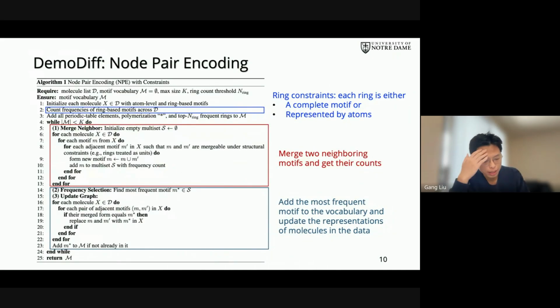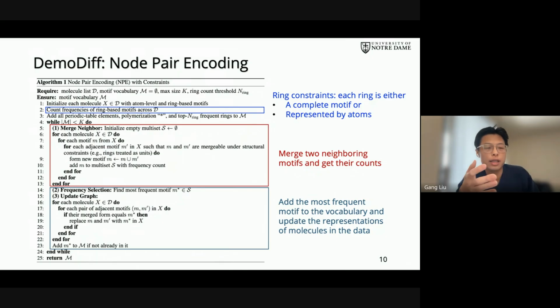This page tells us how we get the motif vocabulary. This algorithm is called Node Pair Encoding. It's pretty similar to Byte Pair Encoding, but we adapt it to molecular graphs. The input here is a list of molecules D, and the initial vocabulary is empty. The user can specify what size of vocabulary they want, and also input another hyperparameter, the ring count threshold N. I will introduce how we use N here.